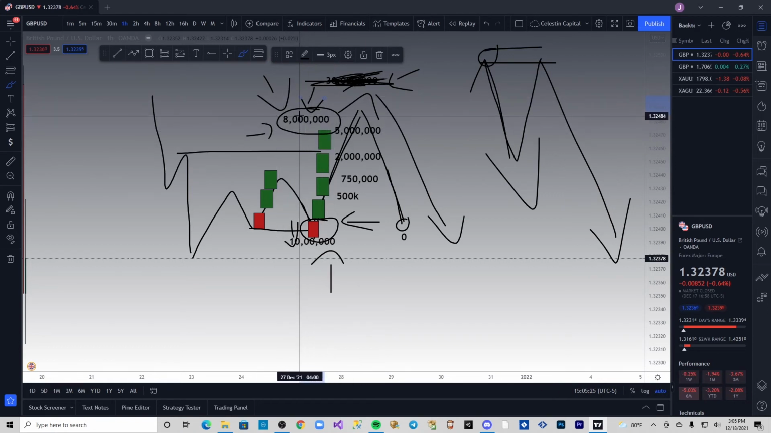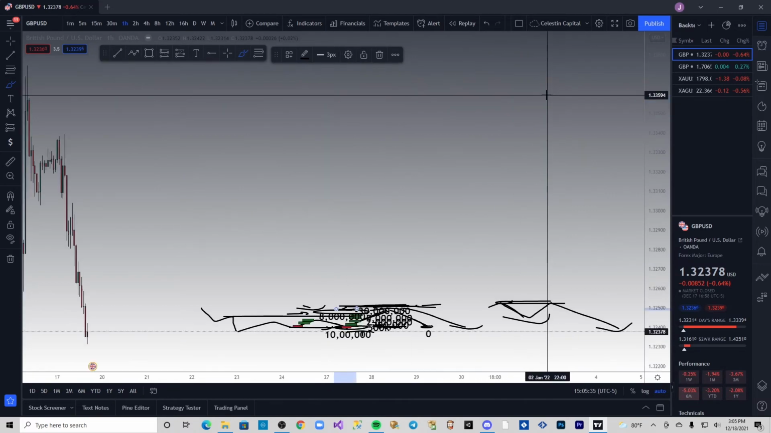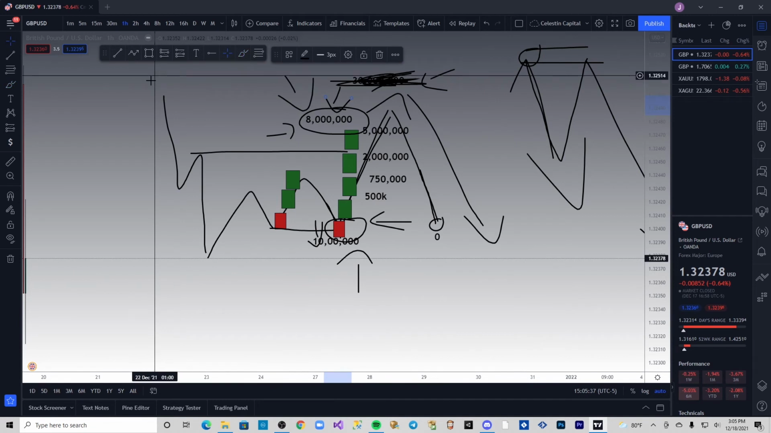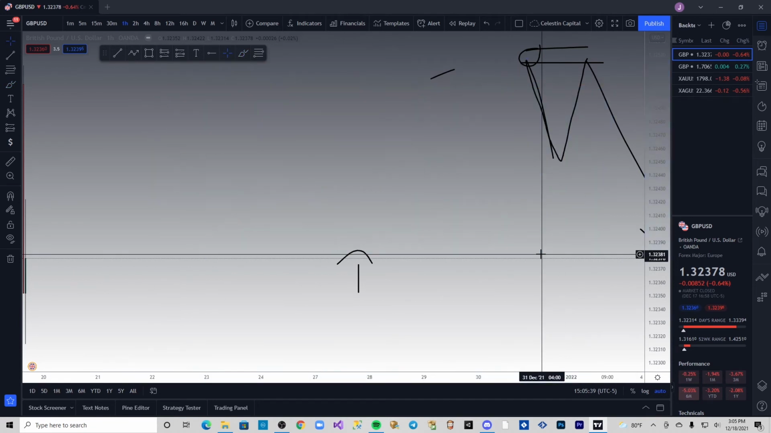All right? So I hope that makes sense for you guys. Now let's take a look at the live market so I can show you exactly how this works. Now let me get rid of these.